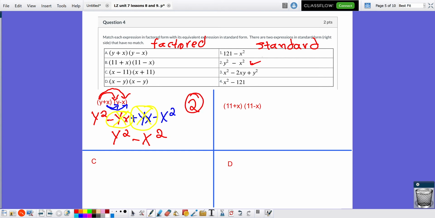So I'm going to do another example, and I'm going to let you go ahead and work on letters C and D. So first I will multiply 11 times 11 is 121. 11 times negative x is negative 11x.